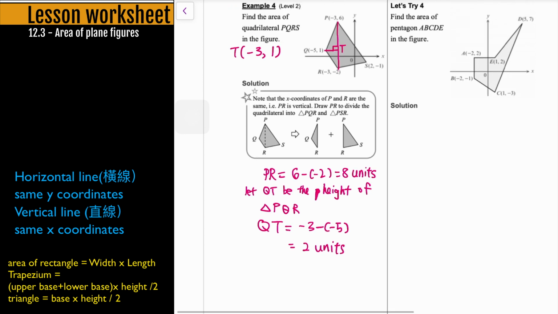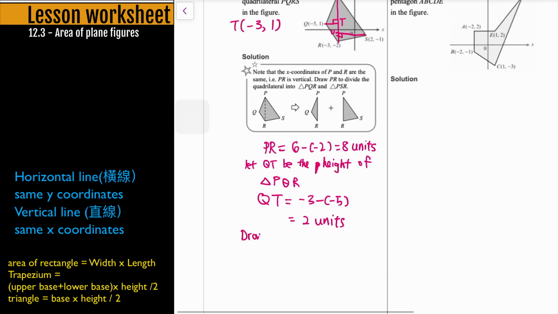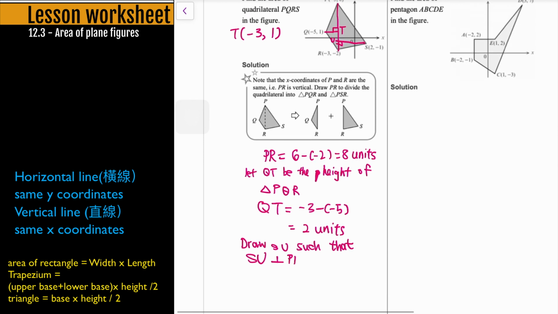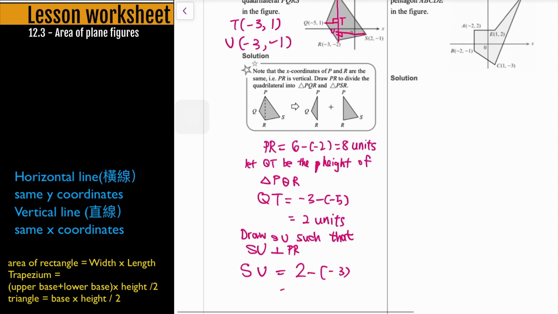And for another one, I'll write another point U here, so I can draw SU such that SU is perpendicular to PR. So we got SU equals, and again you need to know the coordinates of U. U should be -3 and -1. So that will be 2 minus -3, and gives you 5 units. And of course, that is not the end yet.